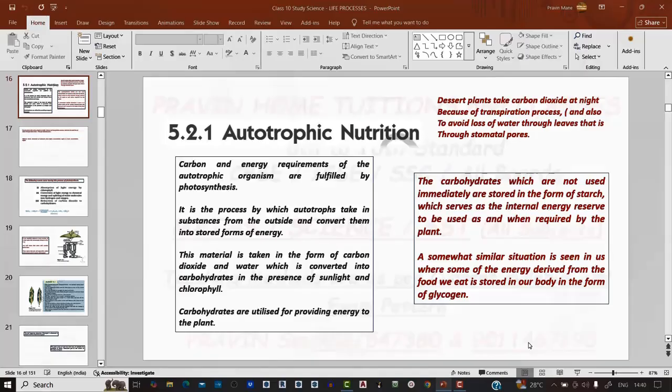These materials are carbon dioxide, water, sunlight. In the process of photosynthesis, by using carbon dioxide and water, the plant converts them into carbohydrates in the presence of sunlight and chlorophyll.